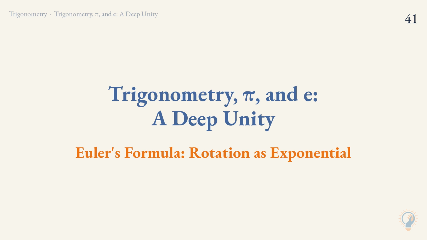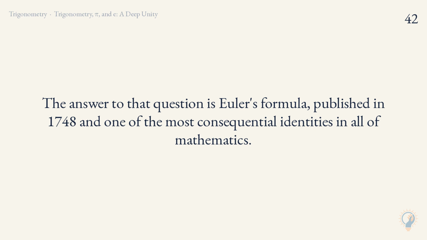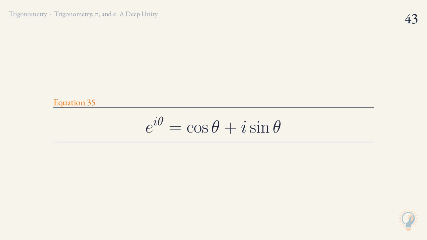Euler's formula, rotation as exponential. The answer to that question is Euler's formula, published in 1748 and one of the most consequential identities in all of mathematics. Equation 35, Euler's formula: e to the power i theta equals cosine theta plus i times sine theta. Here i is the imaginary unit, defined by i squared equals -1.